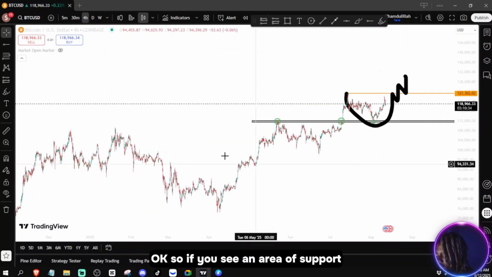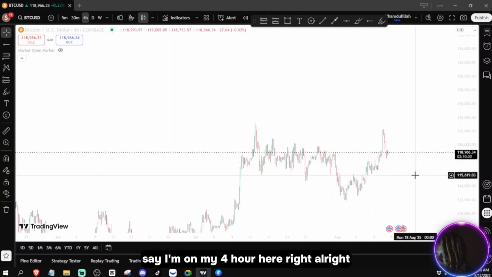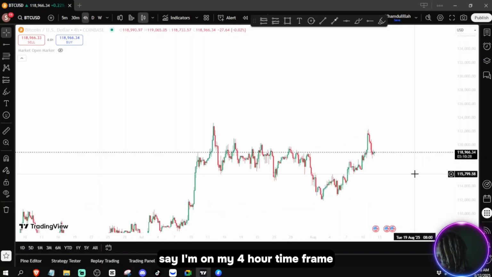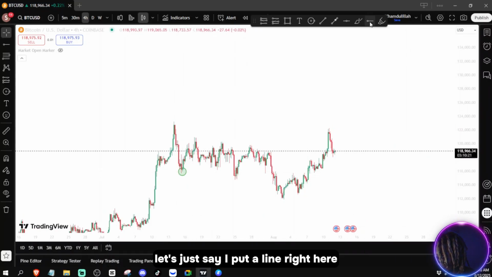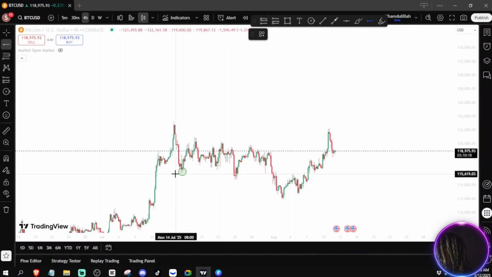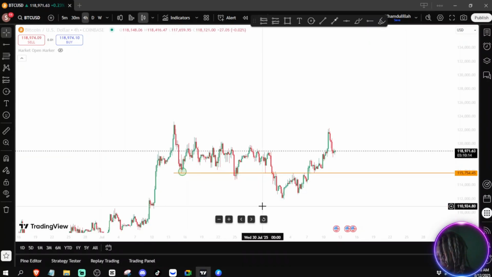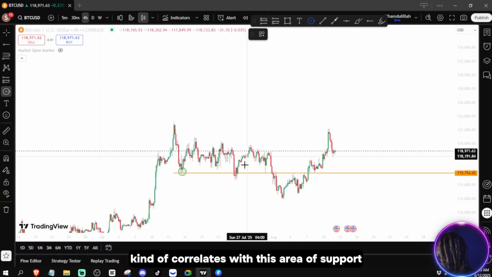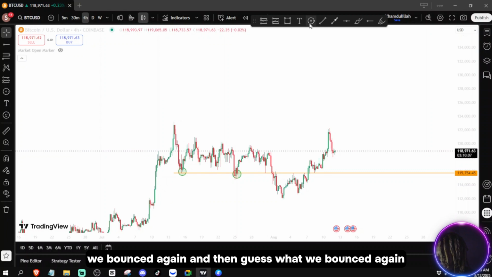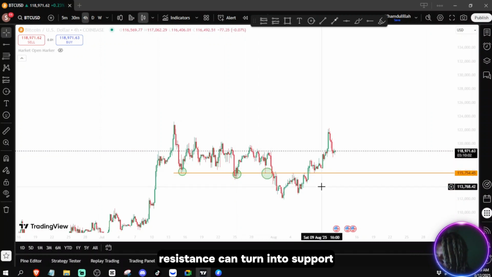So if you see an area of support matching up with another area of support, say I'm on my 4-hour time frame. Check this out. I have this area of support here. Let's just say I put a line right here. And I want you guys to see something. This area of support all the way over here kind of correlates with this area of support. We bounced again. And then guess what? We bounced again.